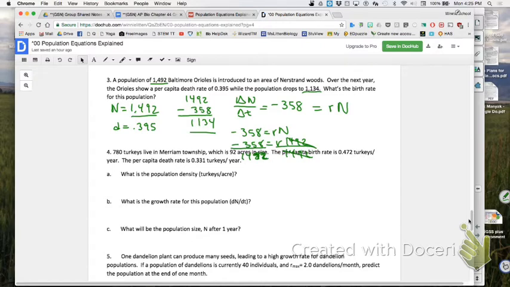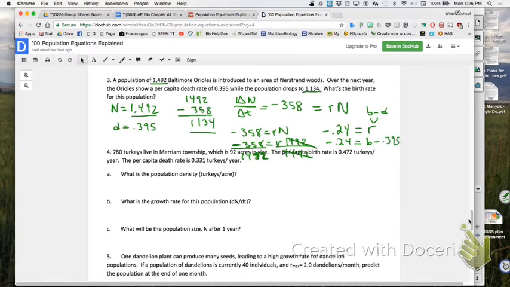Okay, so when you do the math there, sorry it's so messy. If you do 358 divided by 1,492, you get something like 0.239. So let's say 0.24. And remember, it's minus 0.24 because the population went down by 358. So minus 0.24 equals R. Well, what do we know R is equal to? R is equal to the birth rate minus the death rate. So minus 0.24 equals, we don't know the birth rate, so let's put B. We do know the death rate. The death rate was 0.395.